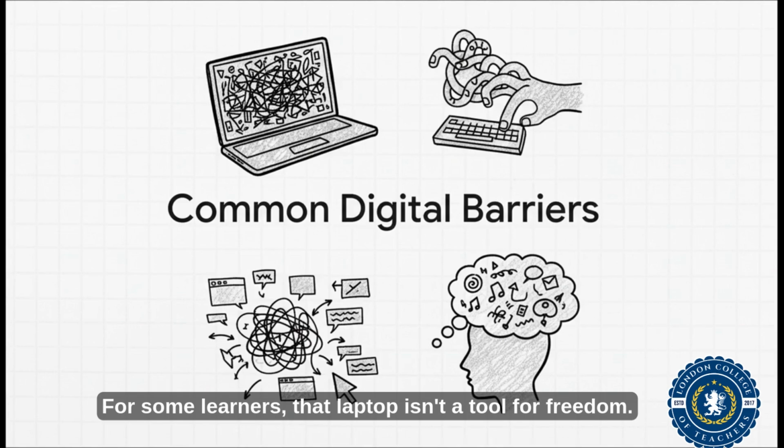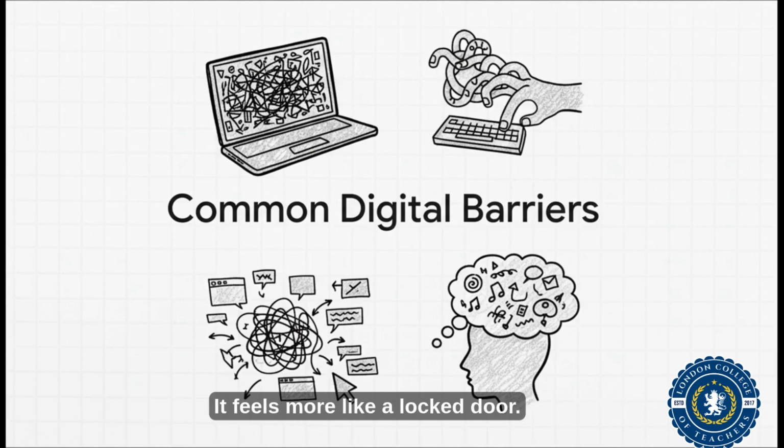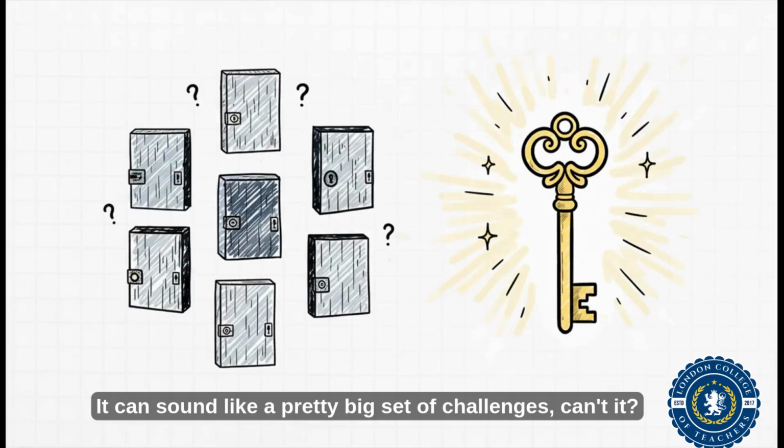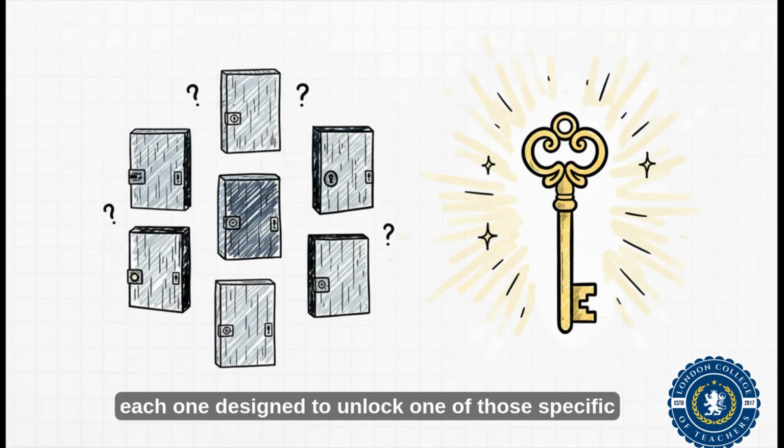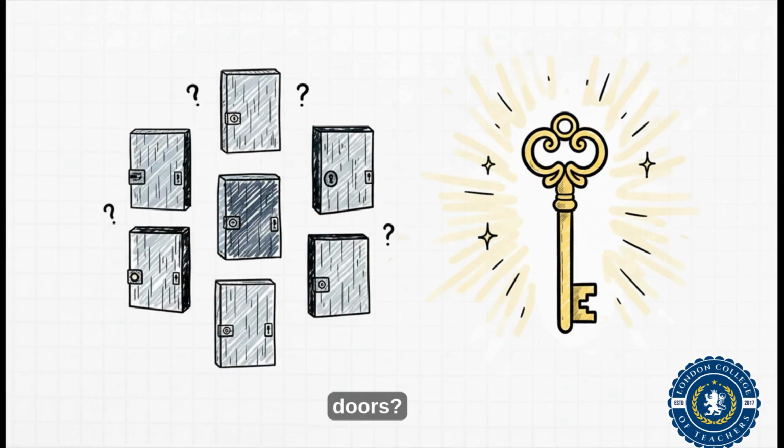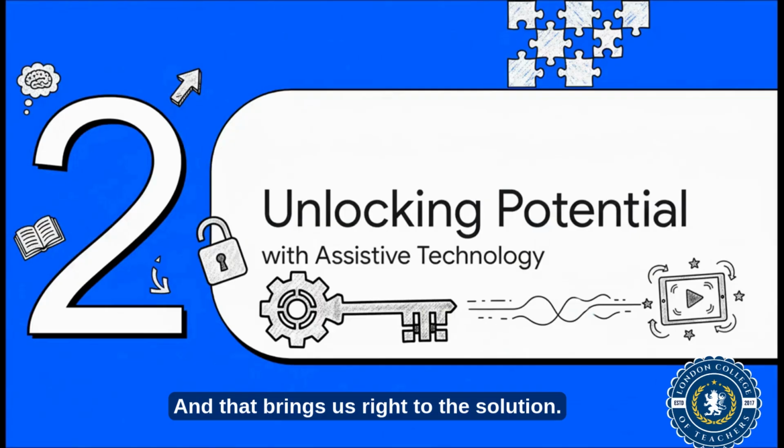For some learners, that laptop isn't a tool for freedom. It feels more like a locked door. It can sound like a pretty big set of challenges, can't it? But here's where the story changes. What if we didn't just have one key, but a whole ring of keys, each one designed to unlock one of those specific doors? And that brings us right to the solution. Those keys, well, they have a name, Assistive Technology, or AT for short. In this section, we're going to see exactly how AT can totally unlock a student's true potential.